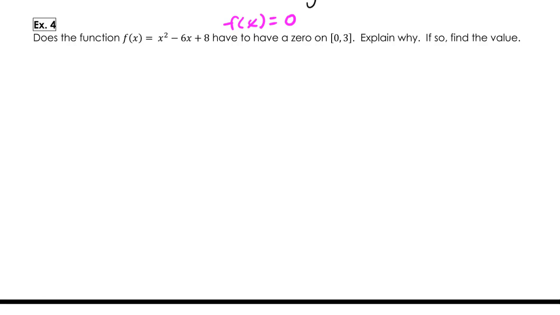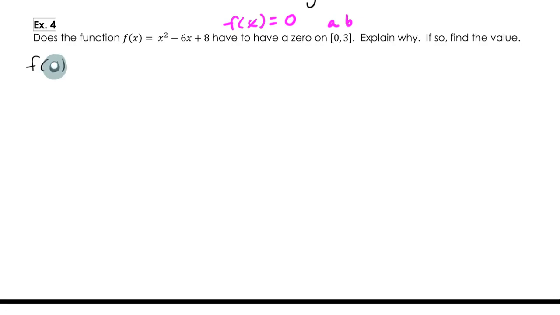Well, is f continuous? Yes, so we have that first piece. Then, remember on the second part of IVT, you need K to be between f of A and f of B. Well, here's your A and here's your B. So we need to find out what f of A and f of B is. So f of A is actually f of 0.